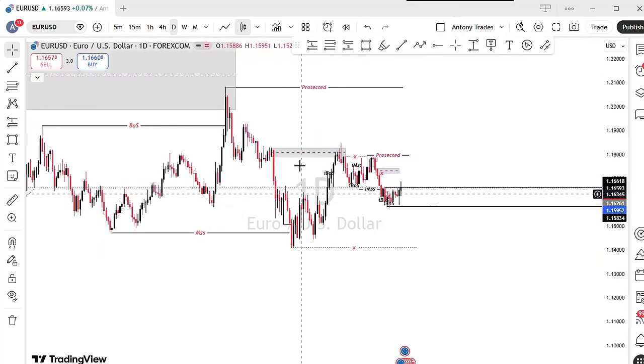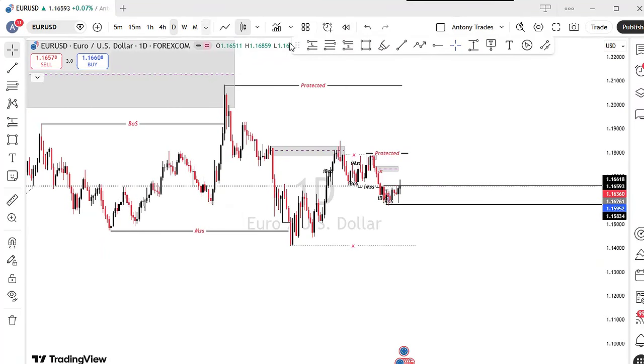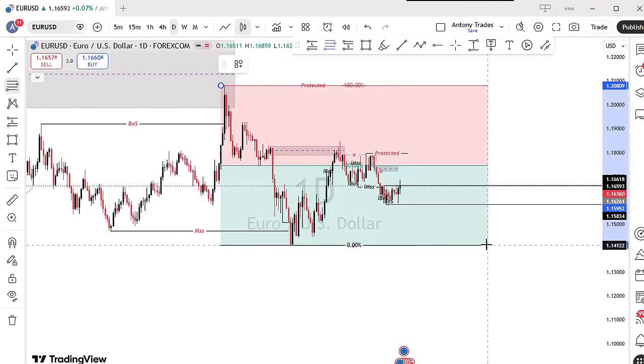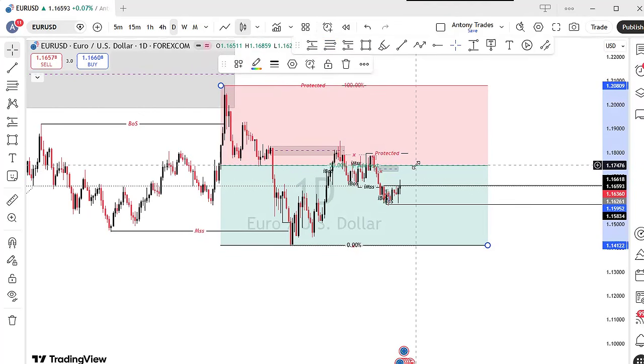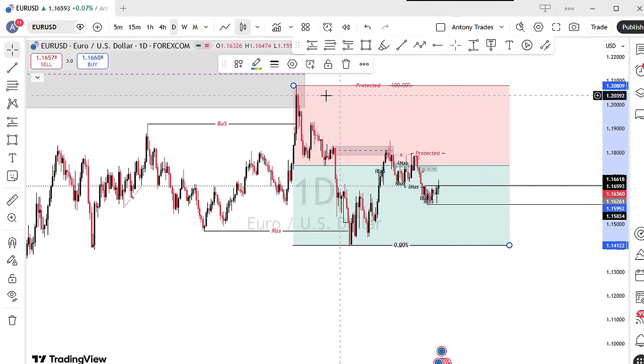So what do we do? We need to mark our point of interest. How do we do that? We know very well. We pick our Fibonacci and place it from the swing high to the swing low. We want to mark a point of interest that is resting at the premium, since we are bearish.